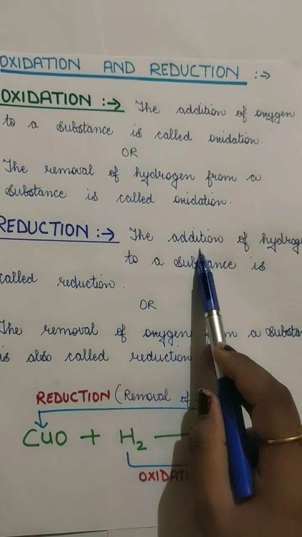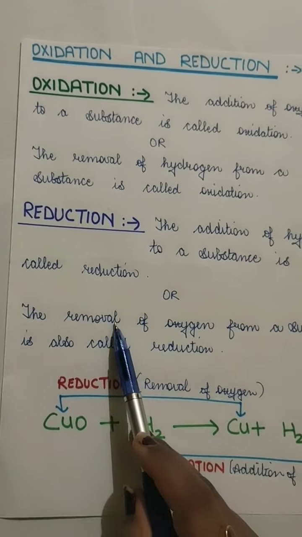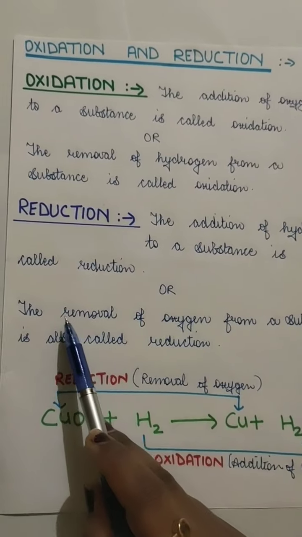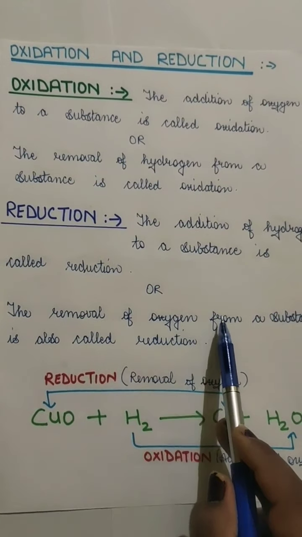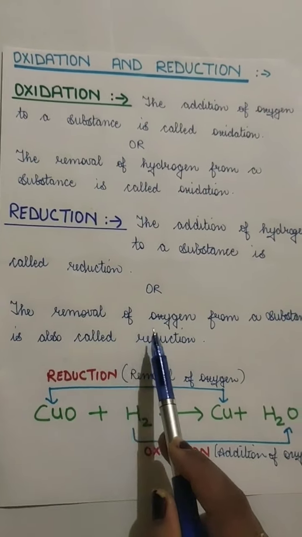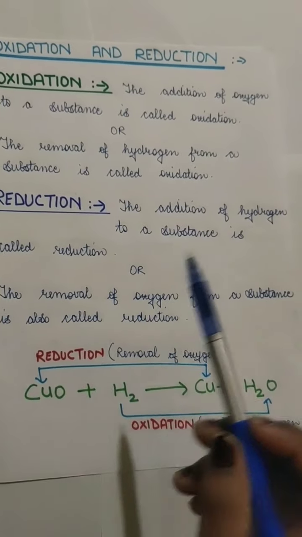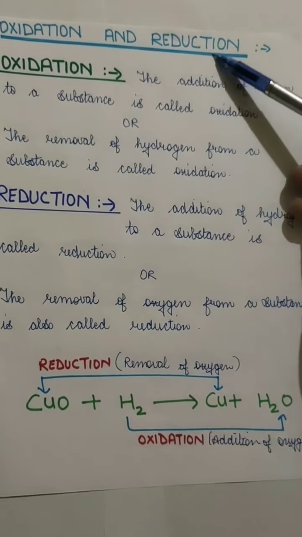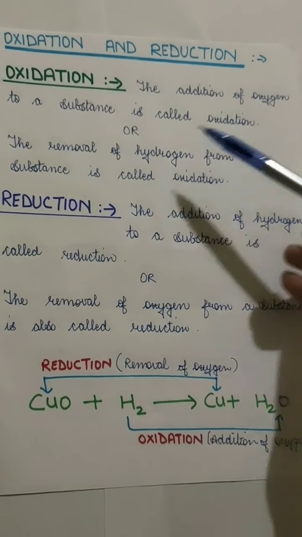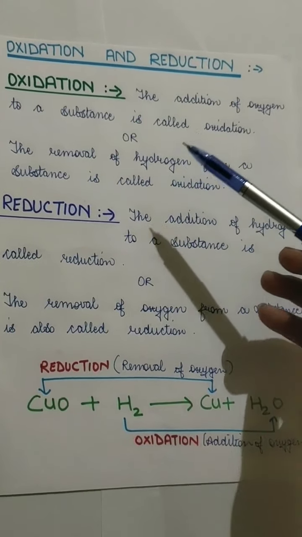When there is addition of hydrogen or when there is removal of oxygen, so the removal of oxygen from a substance is called reduction. Please write down these reactions and you have to learn these reactions. So I will repeat again. Addition of oxygen or removal of hydrogen.